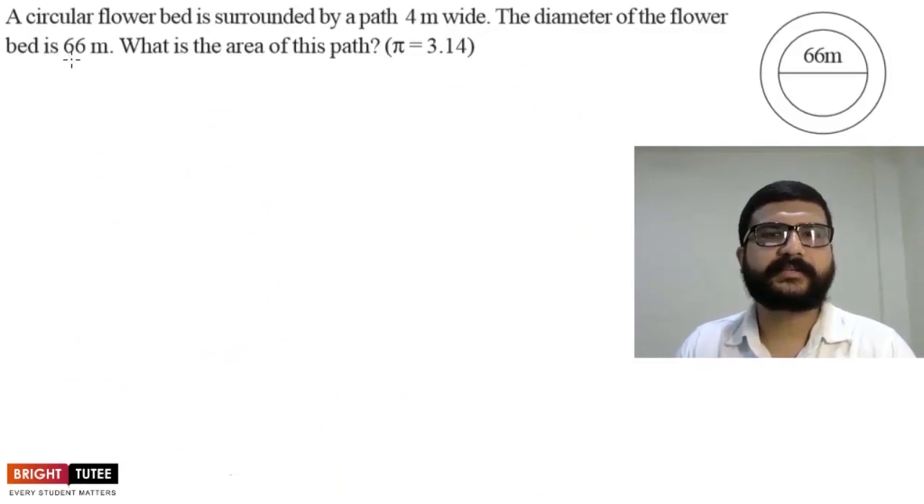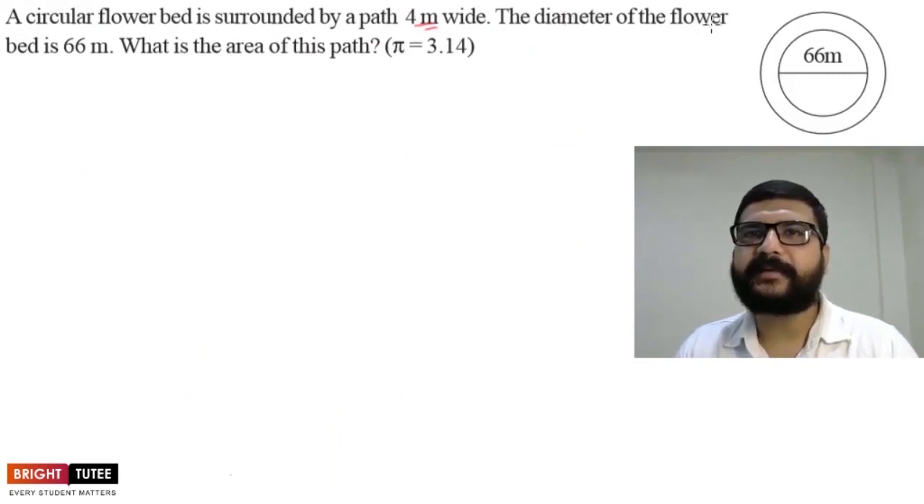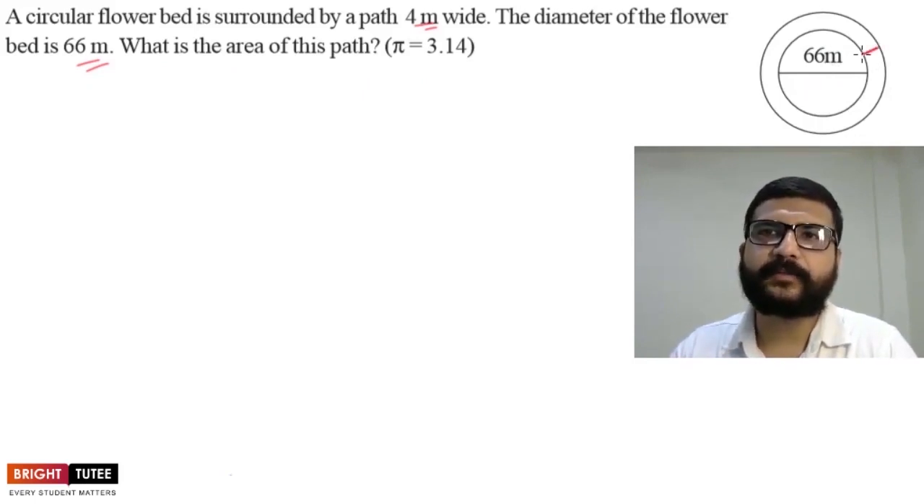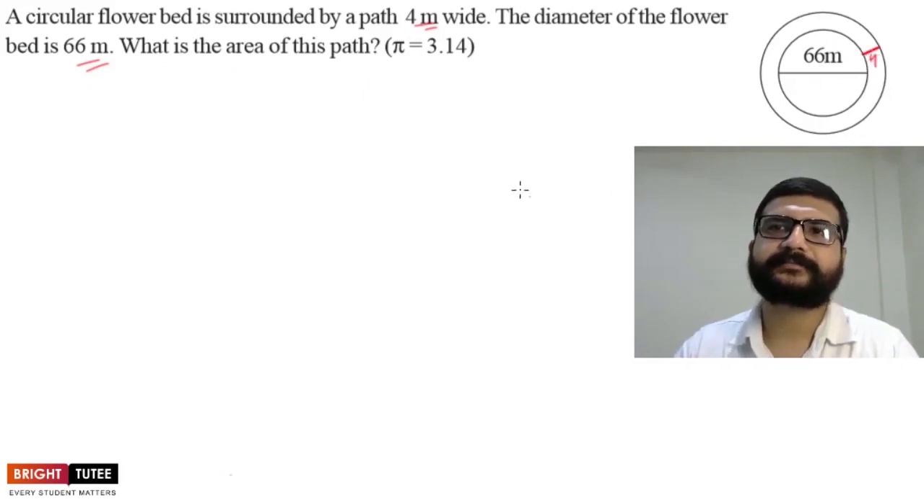Now the next question is, the circular flower bed is surrounded by a path 4 meters wide. The diameter of the circular bed, or the diameter of the flower bed, is 66 meters. What is the area of this path? So for reference we can consider this figure. The inner circle is showing the circular flower bed of diameter 66 meters, and the path here is 4 meters. This path is 4 meters wide. This much is 4 meters.